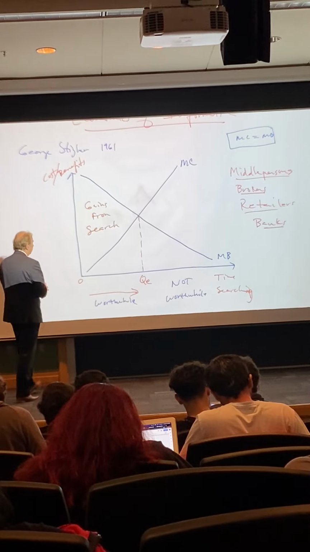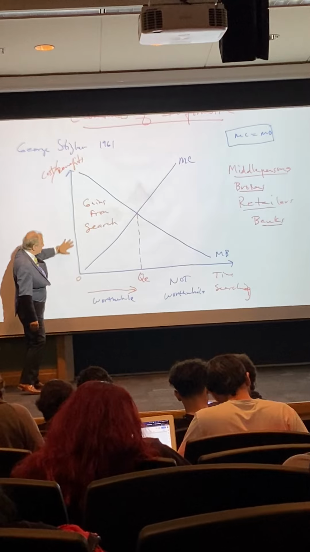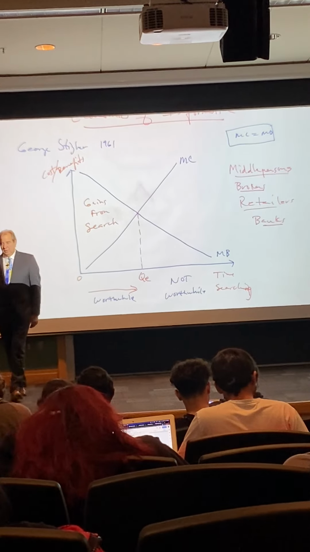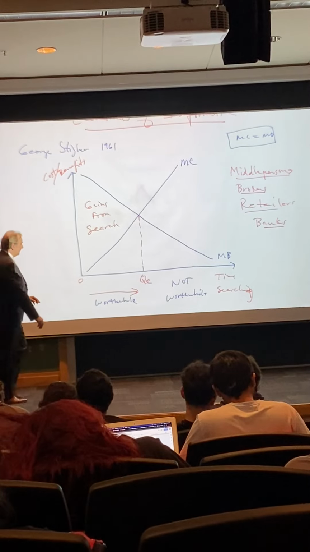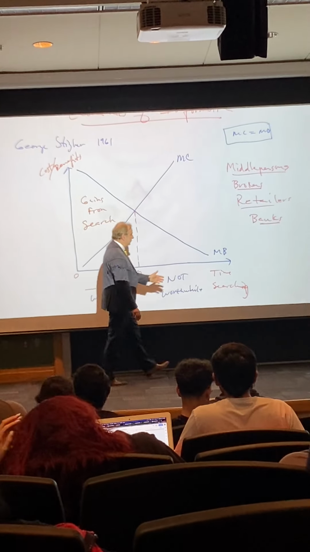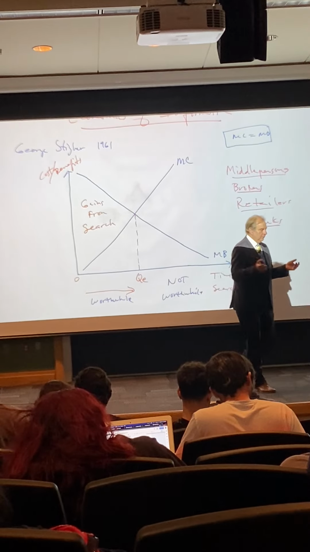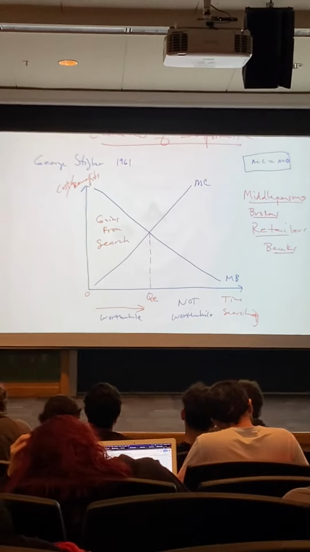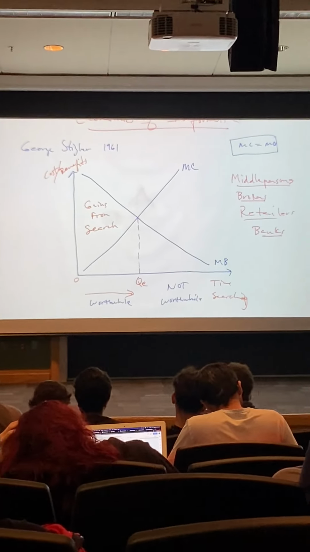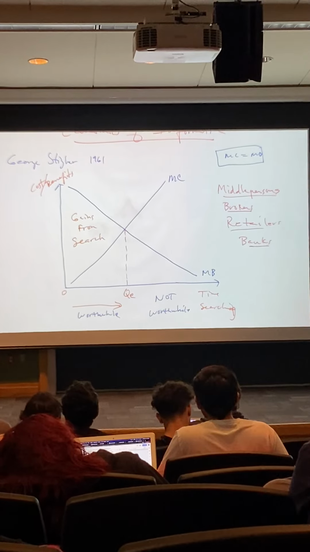Now, okay, so Stigler's going to point out that we can put the costs and the benefits on this y-axis, and on the x-axis we're going to have time spent searching. This is often called search theory. The people search for information before they make a choice. Why do they search for information? To make better decisions, because mistakes can be costly.